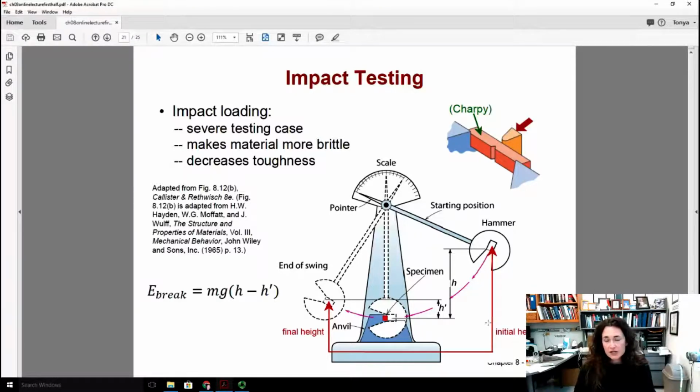You just subtract the initial gravitational potential energy, mgh, minus the final gravitational potential energy, mgh prime. And then you subtract those two things, and that energy difference is the energy that it took to break that part. And that's how you figure out what the energy of the break is.